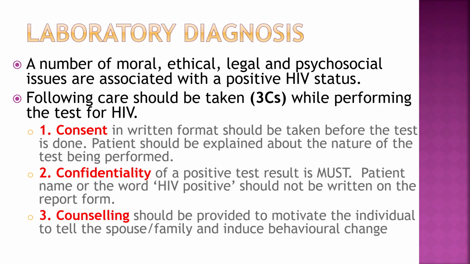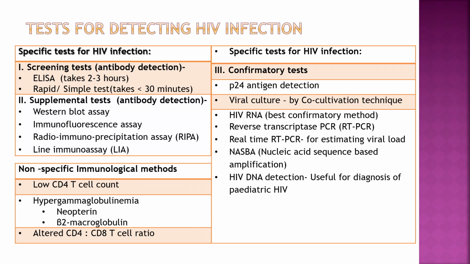Laboratory diagnosis. A number of moral, ethical, legal, and psychological issues are associated with positive HIV status. So there are three C's: consent, confidentiality, and counseling. Consent in written format should be taken before the test is done. The patient should be explained the nature of the test being performed. Confidentiality of a positive test result must be maintained. The patient's name or the words HIV positive should not be written on the report form. Counseling should be provided to motivate the individual to tell the spouse and family and to induce behavioral change.